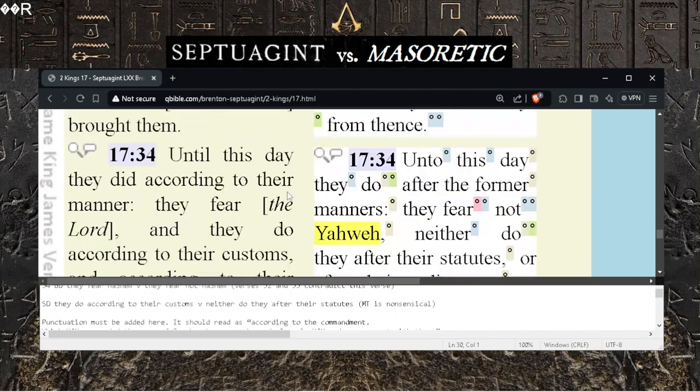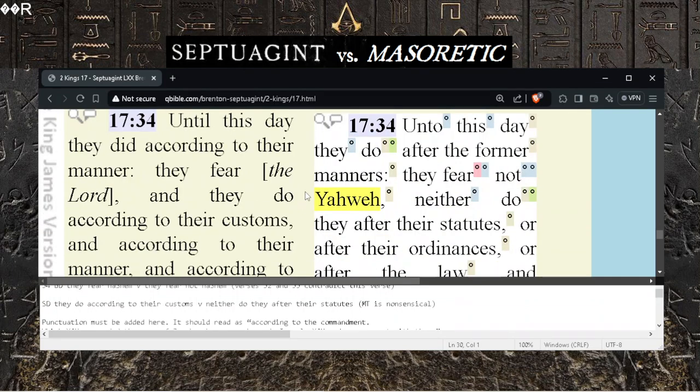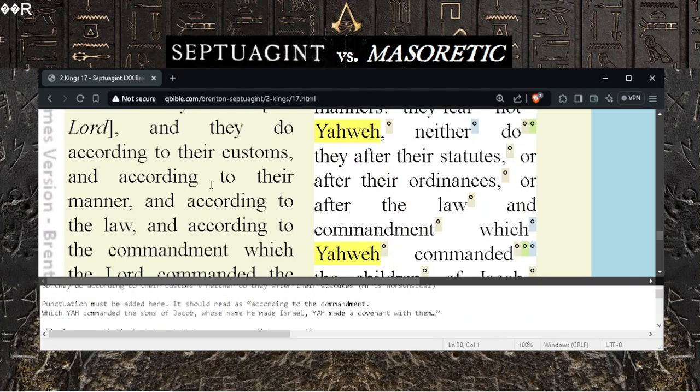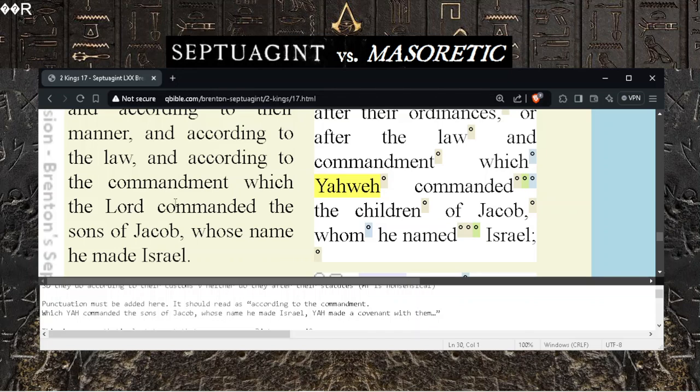They do according to their custom, versus "neither do they after their statutes," which doesn't make any sense in the Masoretic. A punctuation should be added here as well. It should read: according to their manner or commandment, which Hashem commanded the sons of Jacob, whose name he made Israel.